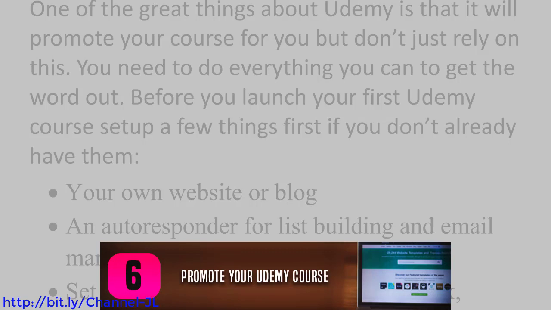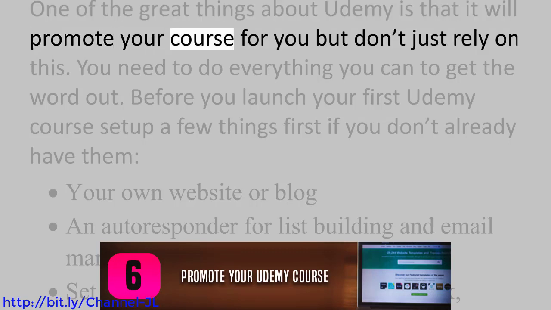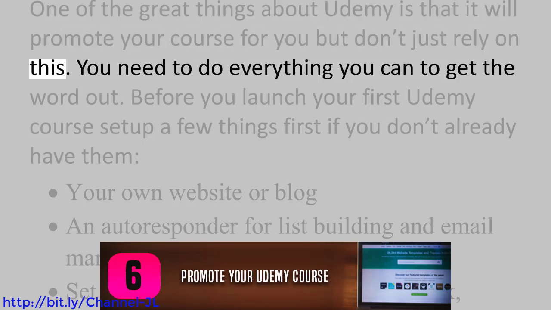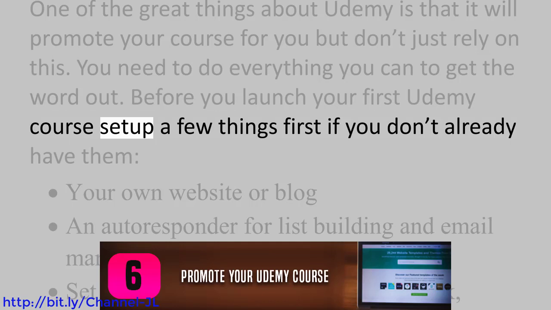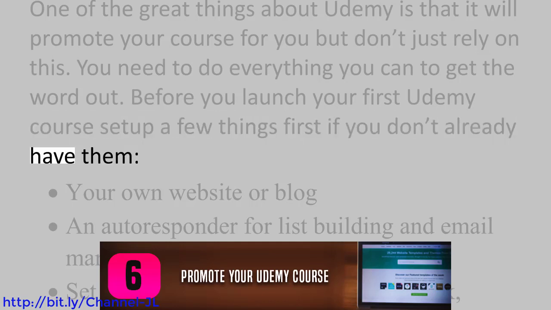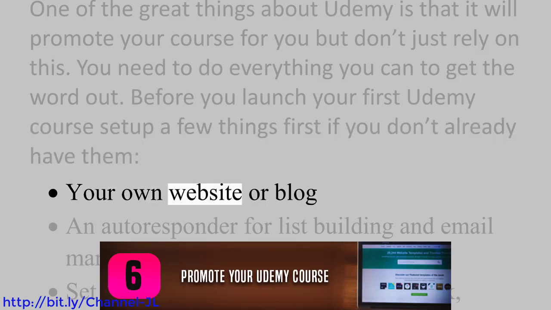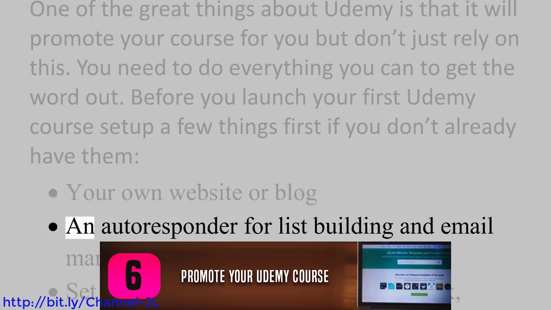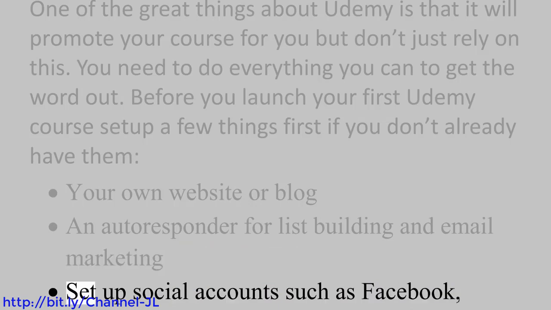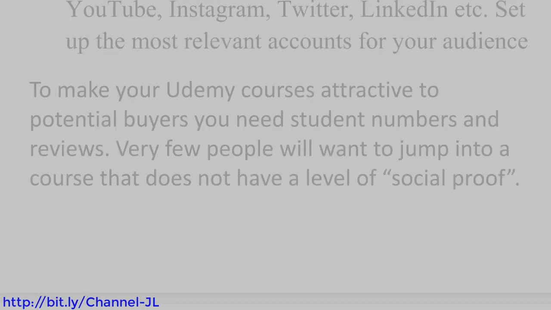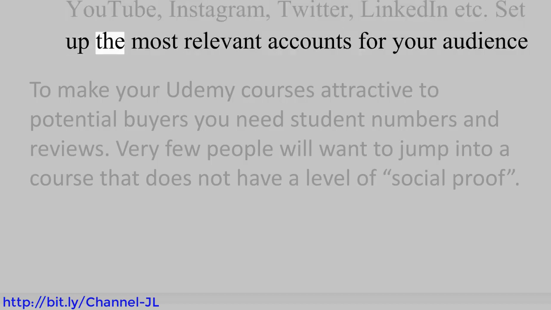One of the great things about Udemy is that it will promote your course for you, but don't just rely on this. You need to do everything you can to get the word out. Before you launch your first Udemy course, set up a few things first if you don't already have them. Your own website or blog. An autoresponder for list building and email marketing. Set up social accounts such as Facebook, YouTube, Instagram, Twitter, LinkedIn, etc. Set up the most relevant accounts for your audience.